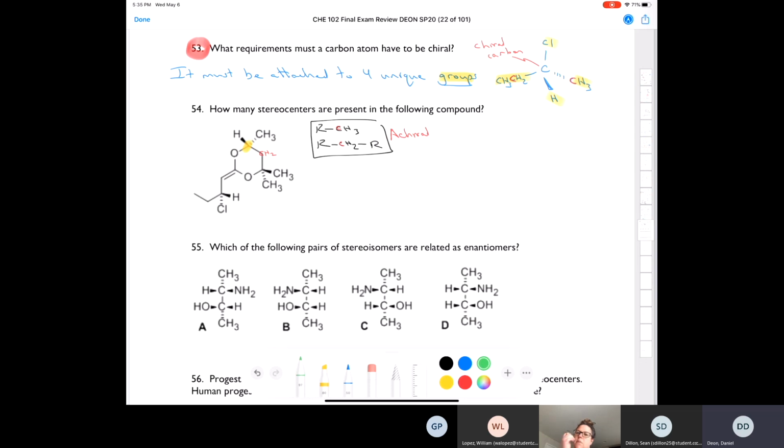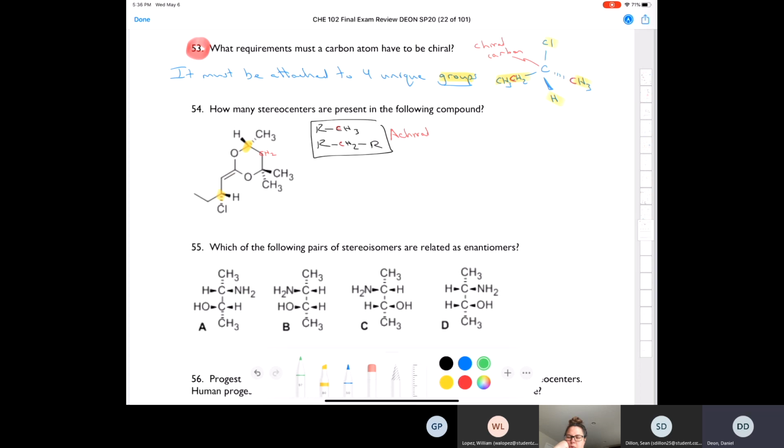Another chiral carbon in the molecule would be this one right here. I have a chlorine, a hydrogen, an ethyl group, and then this entire thing out here. So those are 4 different groups, and therefore that would be a chiral carbon. What else? Are there any other chiral carbons in here?